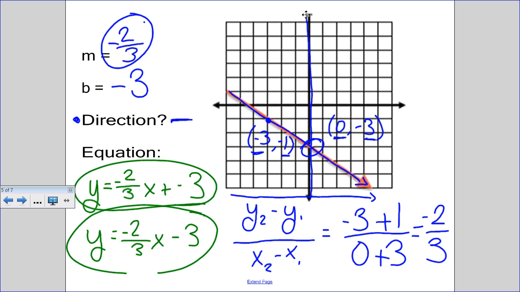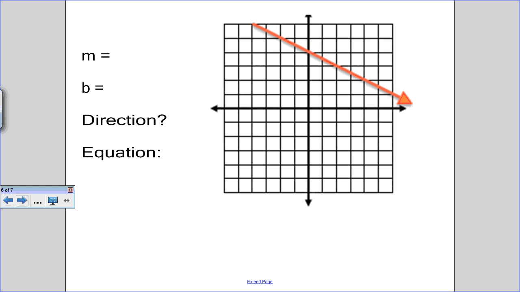All right, let's try 2 more, just so we know we've got it. Again, what's the first thing we're looking for? Our y-intercept. So if we look at our y-axis here, I see our y-intercept all the way up here at positive 1, 2, 3, 4. So our b equals 4.